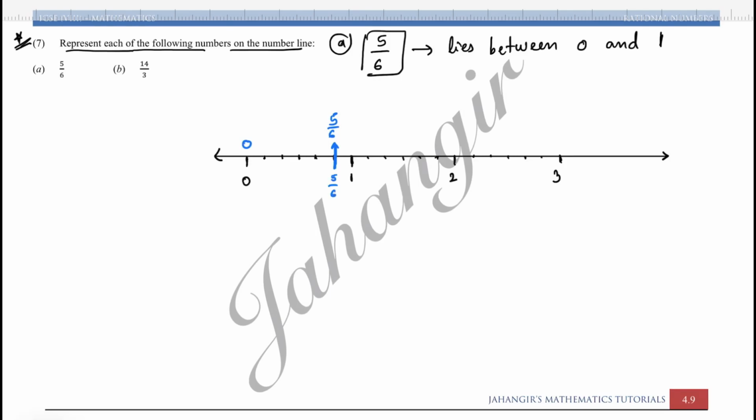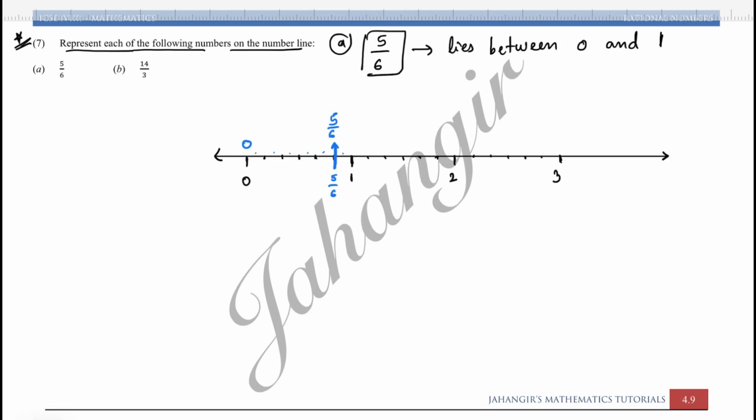So what we did, we just first found out where 5 by 6 lies. It's less than 1 and greater than 0, so it should lie between 0 and 1. So I made 6 equal parts between 0 and 1. See, 1, 2, 3, 4, 5, 6. 6 equal parts between 0 and 1, so that I can mark 5 by 6 of the part.